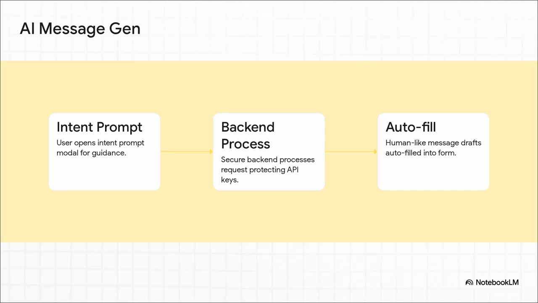Step 2. The secure backend processes this request through OpenAI. And remember that environment isolation we just talked about? That ensures your OpenAI API keys are totally protected during this entire step. Then, step 3. Clear, professional, human-like message drafts are automatically generated and filled right into the form. It completely removes the friction of staring at a blank text box, making your users so much more likely to actually reach out and submit.